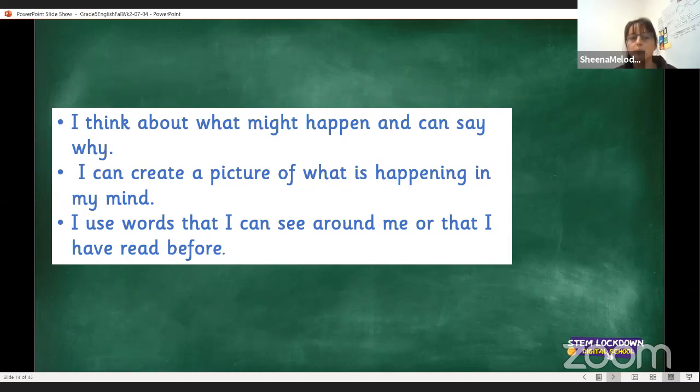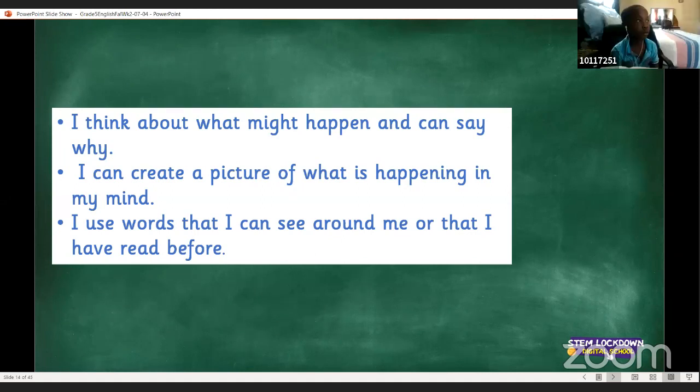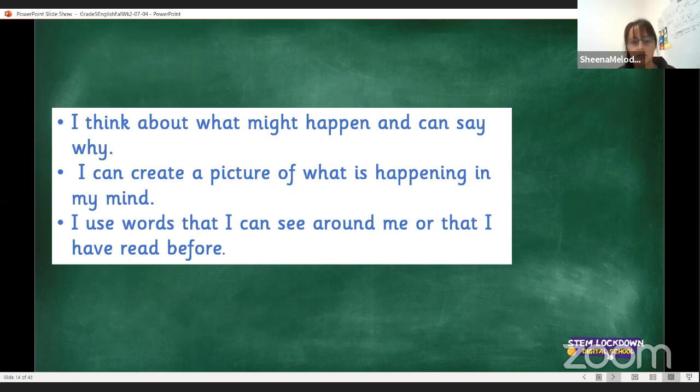Okay, can you create a picture of what's happening in your mind? Can you use words around you to tell me about it? Because sometimes if you use words you're unfamiliar with to retell a story, it might not make sense. So it's important when you're retelling a story to use words that you're more comfortable using and more familiar with. Okay. So I'm going to show you what I mean as we move on.